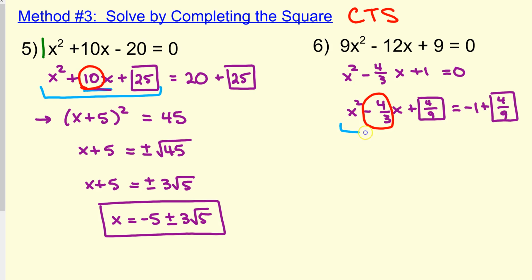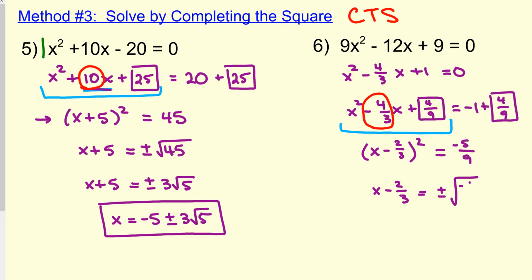So now we have our perfect trinomial square, and we need to write it in its factored form. So it would be x minus 2/3 quantity squared. X minus 2/3 times x minus 2/3, that's how we're going to get the 4/9 at the end. Okay, then on the other side of the equation, when you add negative 1 and 4/9 together, you get negative 5/9. So now that we have our equation looking like this, we are ready to square root. So square root both sides, you get x minus 2/3 equals plus or minus the square root of negative 5/9.